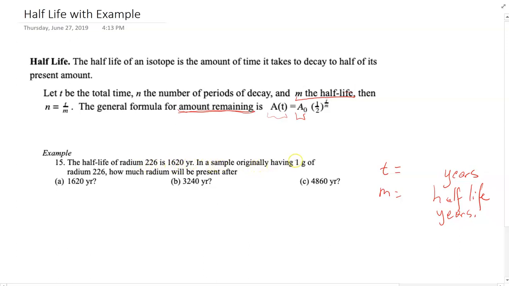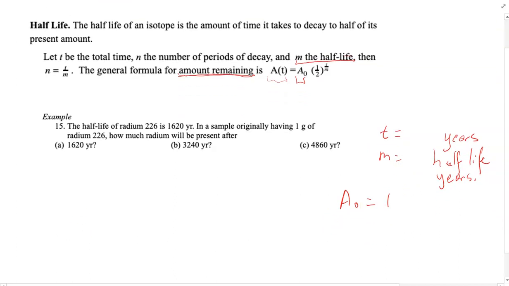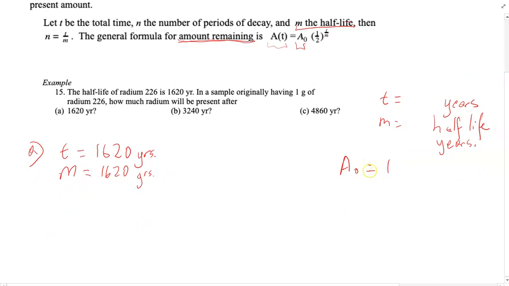For example, the half-life of radium-226 is 1620 years. In a sample originally having 1 g, so your A sub 0 is equal to 1 g, how much radium will be present after 1620 years? So in part A, T equals 1620 years. We know that our m, or half-life, is 1620 years, and we know A sub 0 is 1.